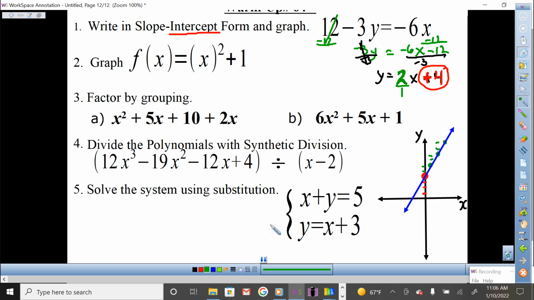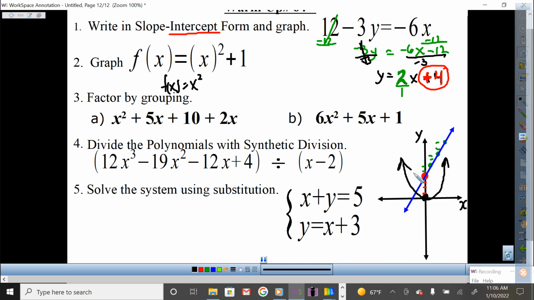Number 2 says graph f of x equals x squared plus 1. That means I need to first graph the parent function, which is f of x equals x squared by itself. So that one, we know it's a quadratic going through the origin. So the vertex is at 0, 0. There it is. So that means I need to do some transformations. Look at it. Does it have an h next to the x? No. So it's not going either to the left or to the right. However, do we have a constant? Yes. What is that going to do? It's a positive 1. That means it's going to go up 1 step. So I take the vertex, move it up 1. And now my new parabola is going like that.